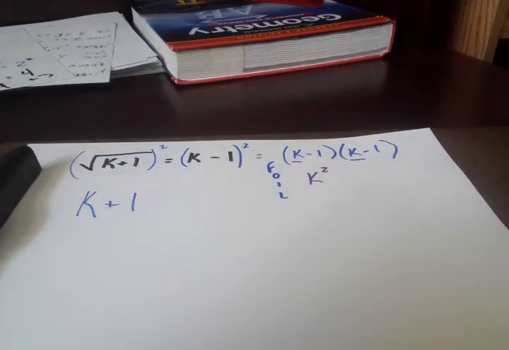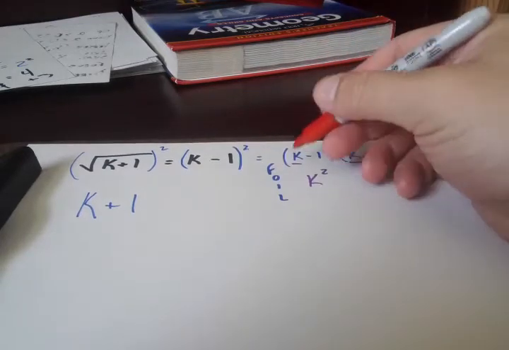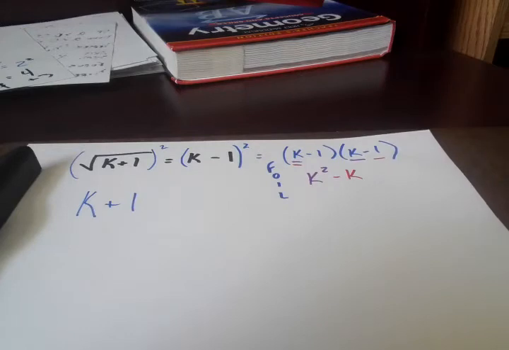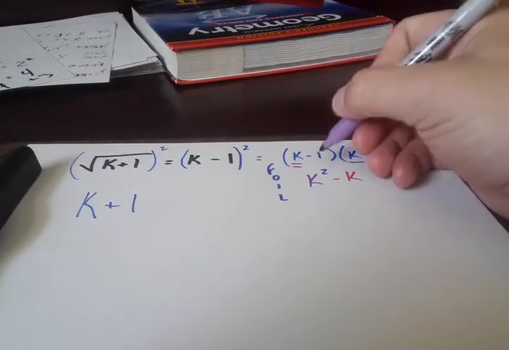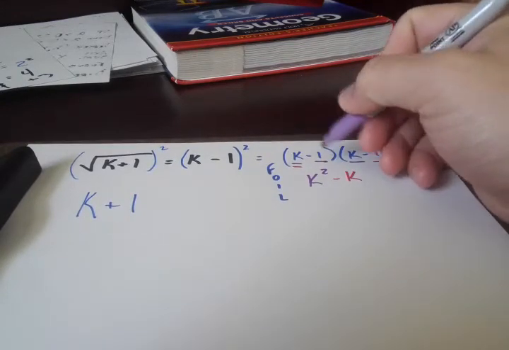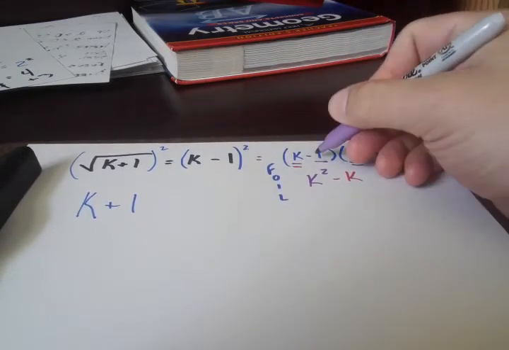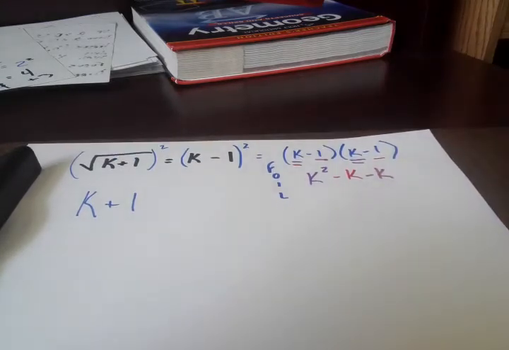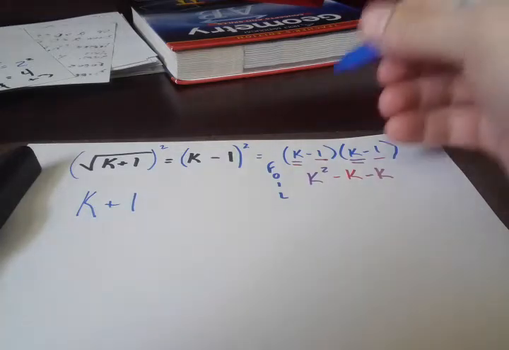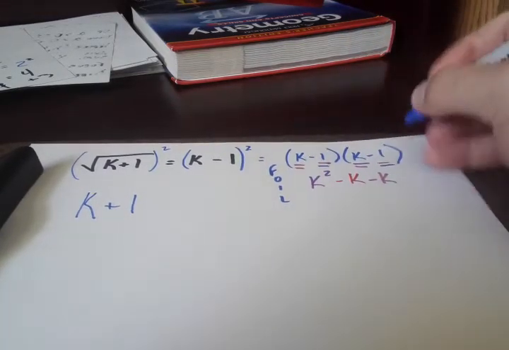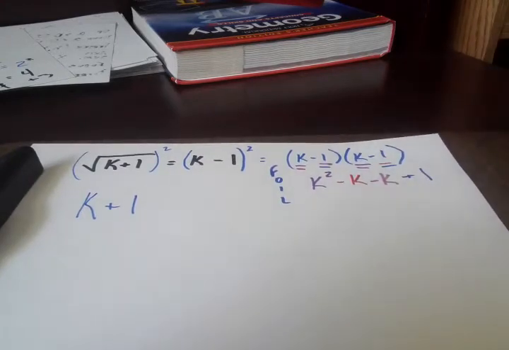The outside, O, is k times negative 1, which is minus k. On the inside, we have, this is also a purple, sorry, it's like a slightly lighter purple. The inside is this, and we got negative 1 times k, which is still negative k. And then the last thing that we have is the L, which is last, negative 1 times negative 1, positive 1.